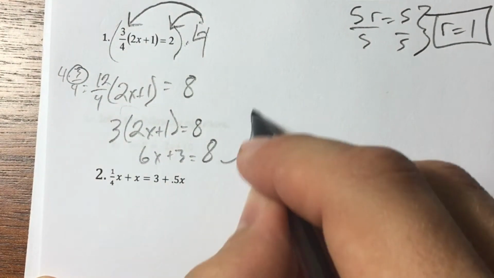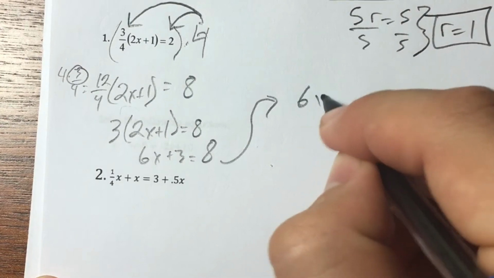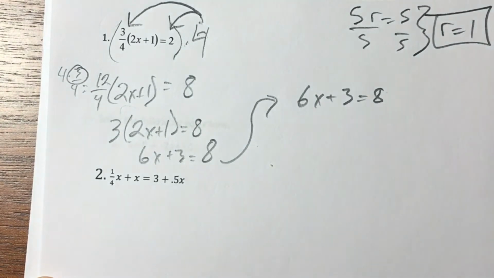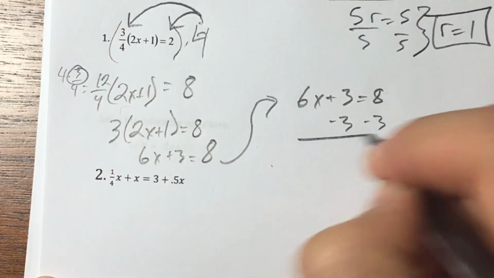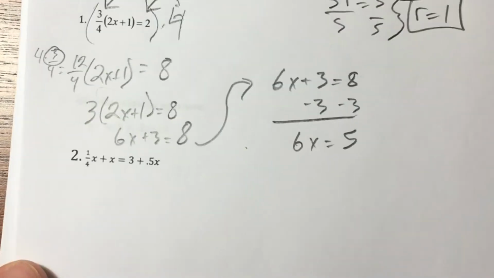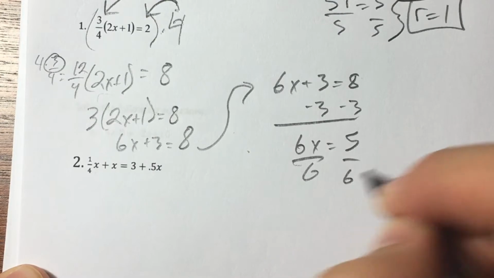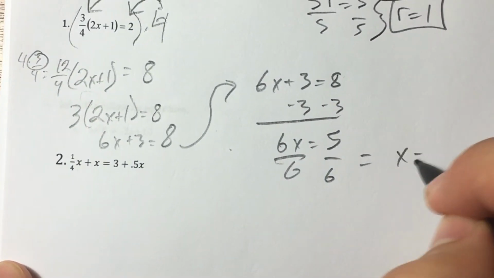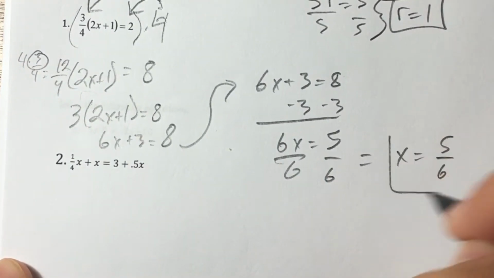Then let's move this over here for a little room. 6x plus 3 equals 8. Subtract 3 from both sides. 6x equals 5. Divide both sides by 6 to get x equals 5 over 6.